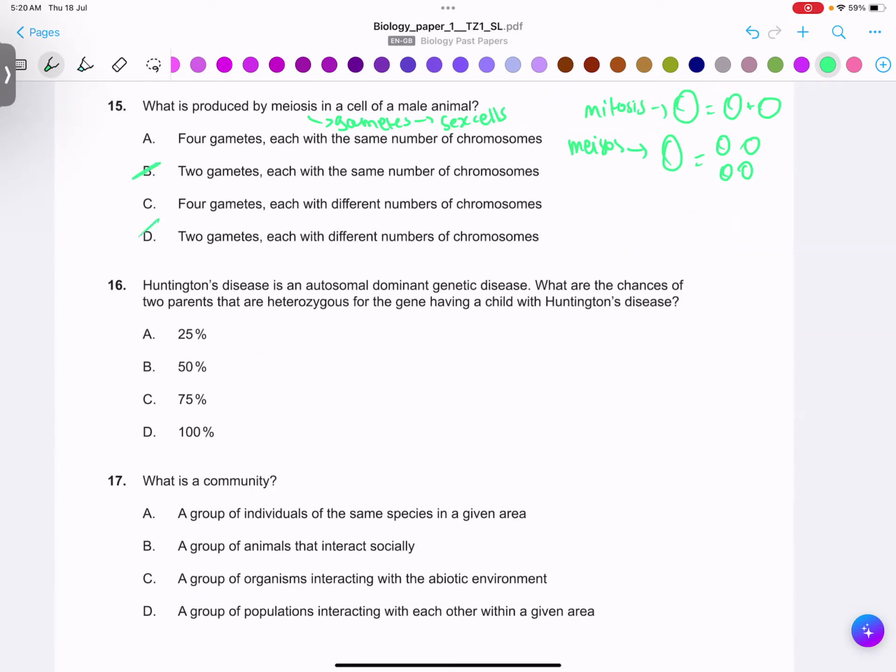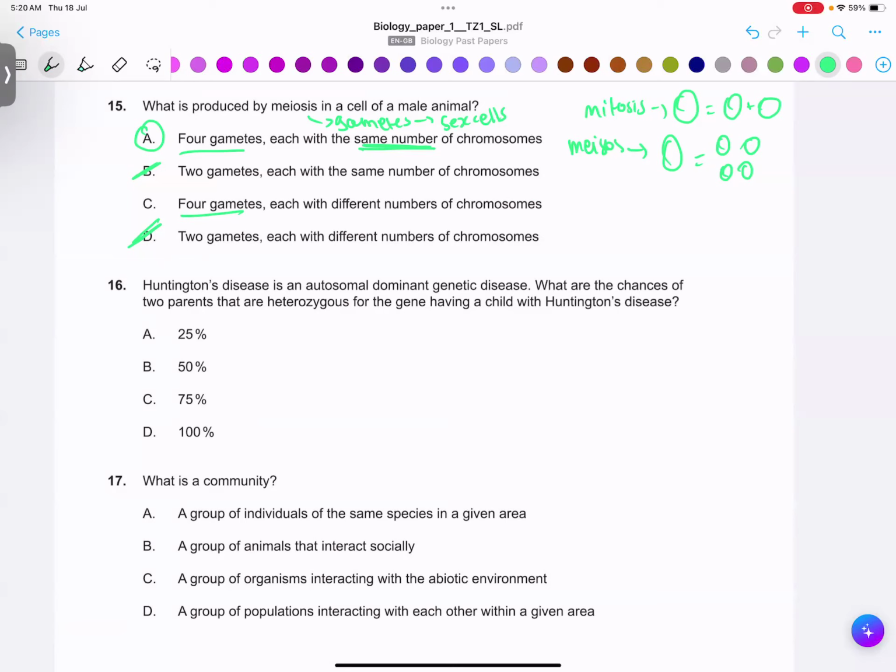So 2 gametes, no. So we have 4 gametes, that's right. Each with not the same number of chromosomes, each with different numbers? No, it's the same numbers because again they're splitting, but it's going to be identical. So it's A, because they have the same number of chromosomes since they're daughter cells. Keep in mind, daughter cells are the same.